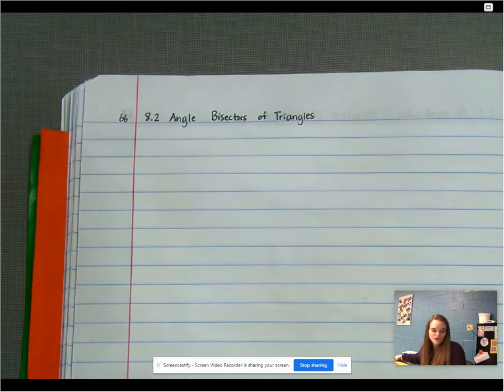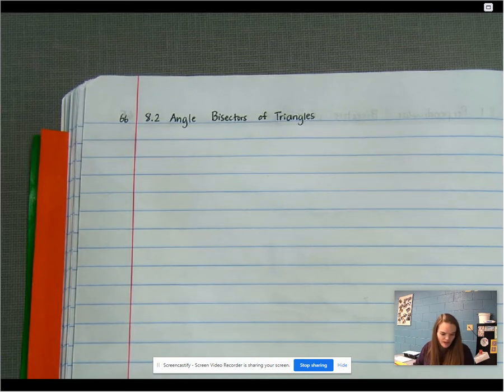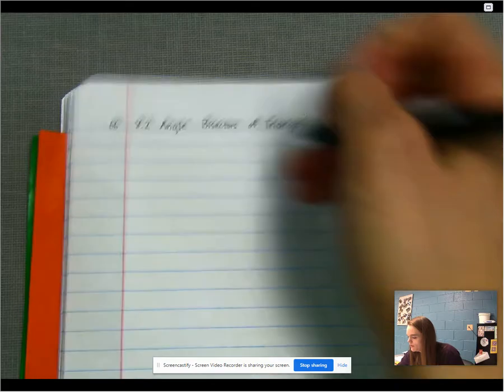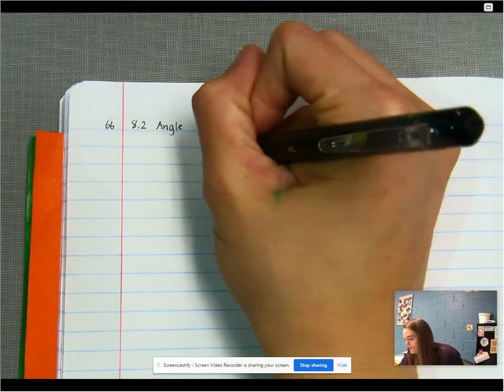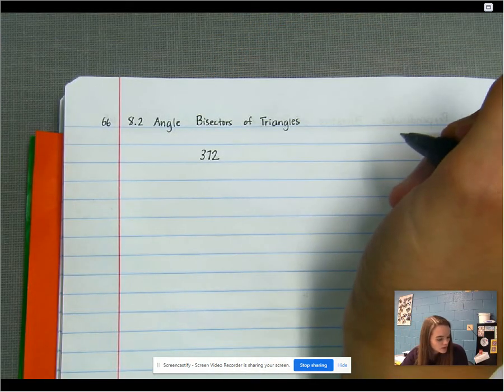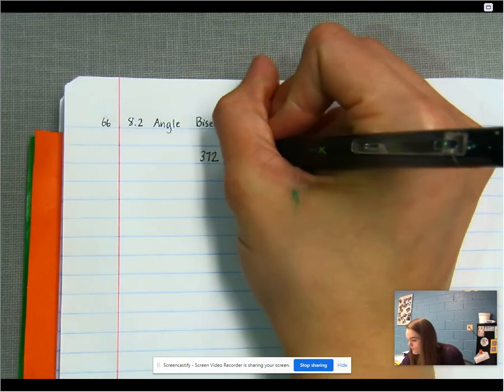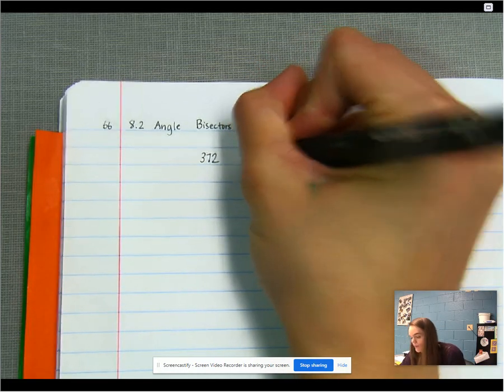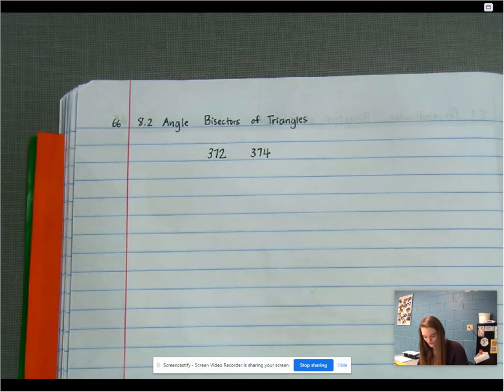All right, and all the notes today come from your book. You need to tear out page 372, 374. So just those two pages. Like I said again, we're going to do all the notes today, but only part of the work today.